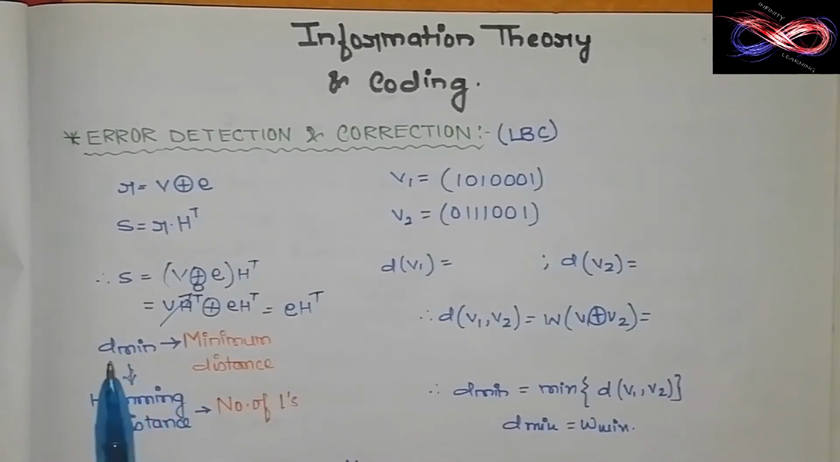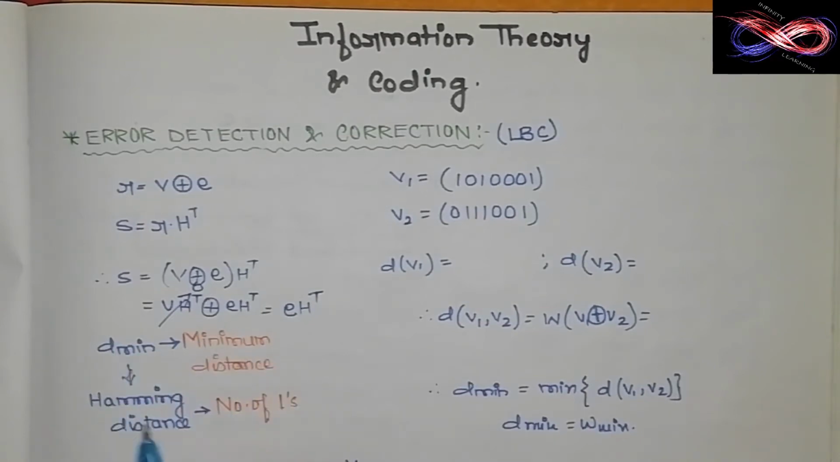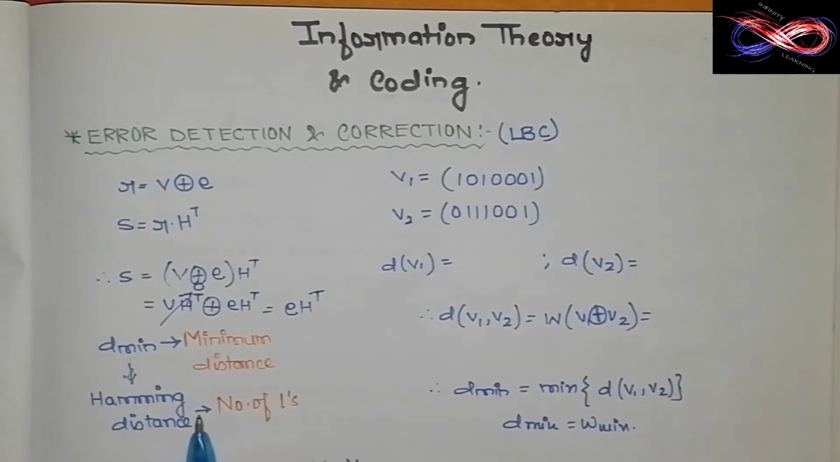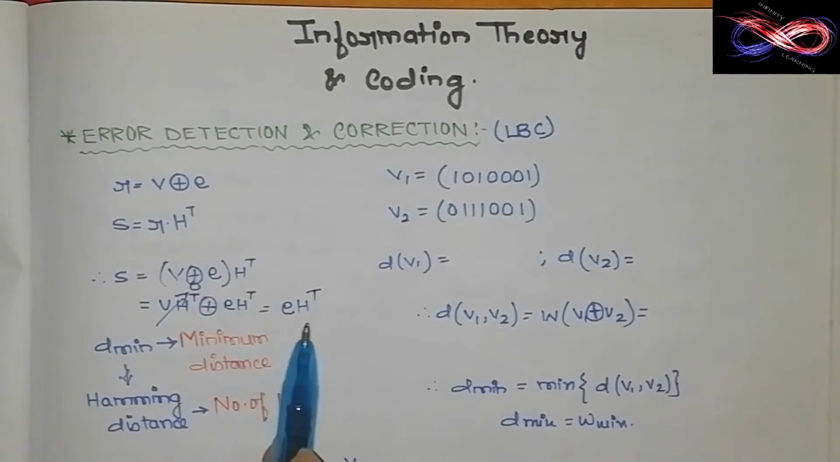And here a term is very much useful, that is D minimum, which is known as the minimum distance, and it is nothing but the Hamming distance. And how to determine it? It's very simple. It's just the number of ones in the bit. So this is one important term in this topic.